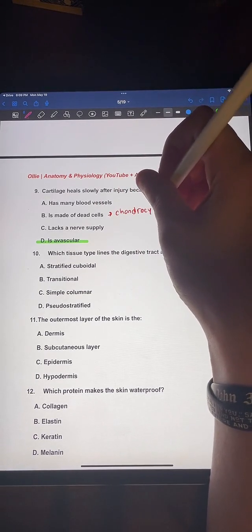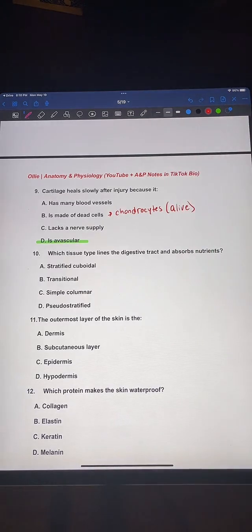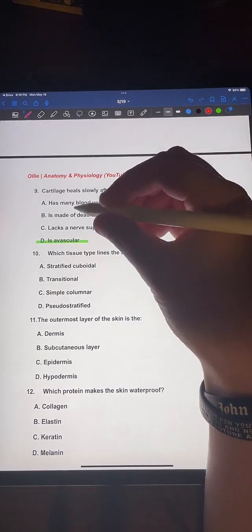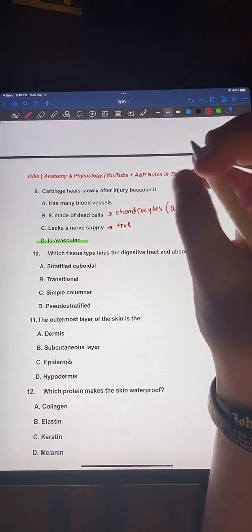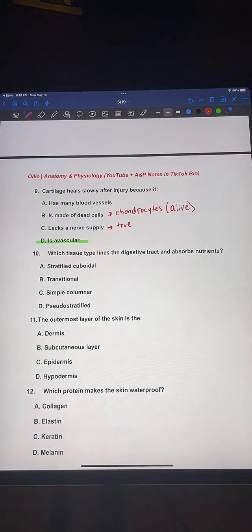chondrocytes, and these are alive, meaning functioning. C, lacking a nerve supply. This is true. It does lack a nerve supply, but it was not the reason for slow healing. It's not the reason for slow healing.